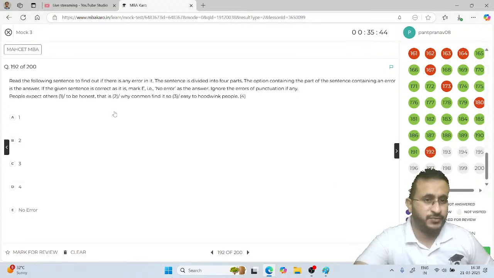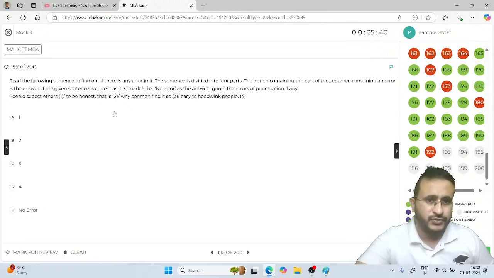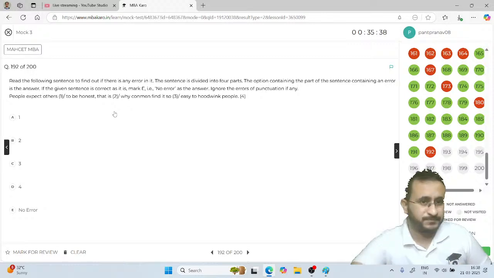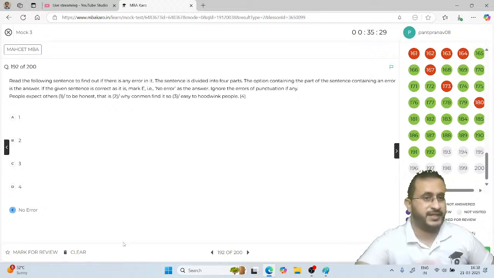People expect others to be honest. That is why con men find it so easy to convict people. That is why con men find it so easy to. I think there is no error in this sentence. Okay, makes complete sense.